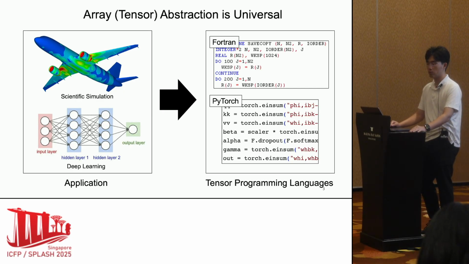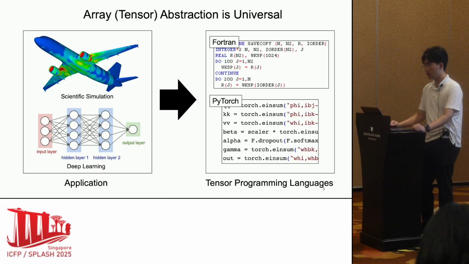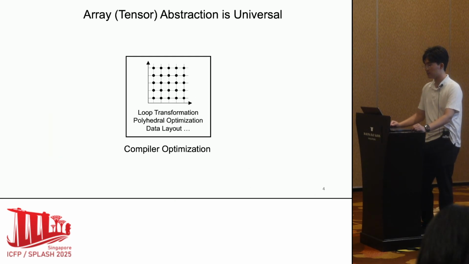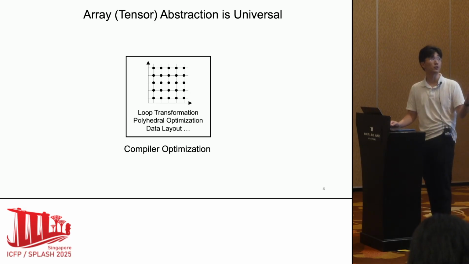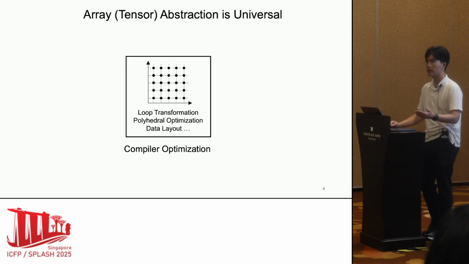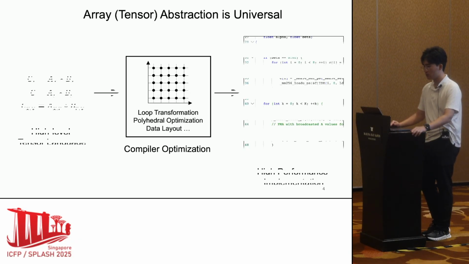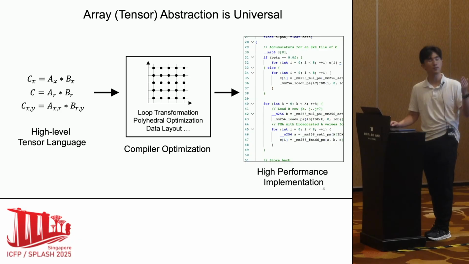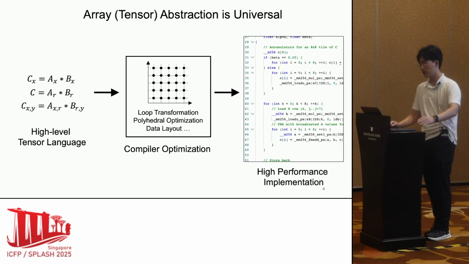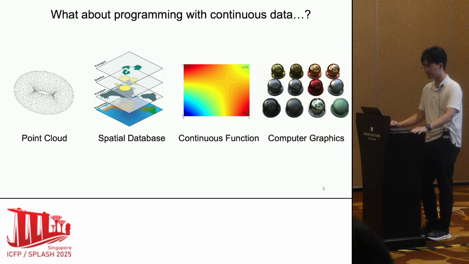And whether it's old languages like Fortran or modern frameworks like PyTorch, they all share the same basic tensor abstraction. Since every tensor lives on an integer grid, this property allows compilers to be really powerful. They can do loop transformations, auto-vectorization, auto-parallelization, and all the polyhedral tricks. So as programmers, we can just write something very simple, like an einsum, and the compiler can turn this into very fast code that you can run on the hardware.